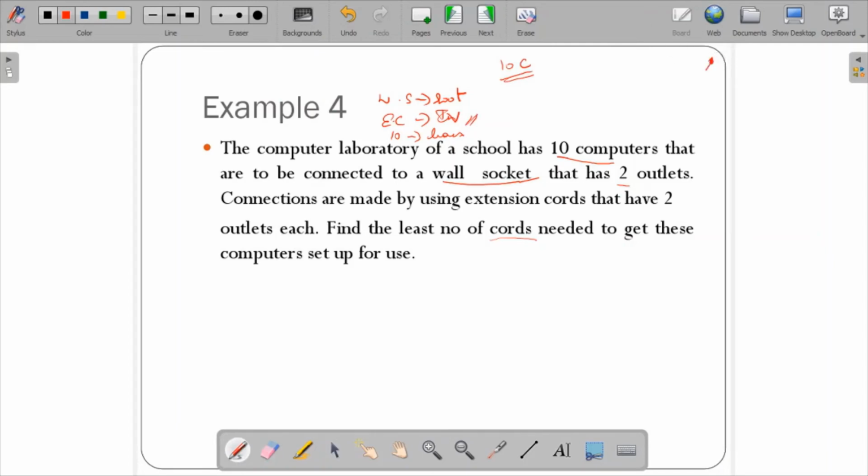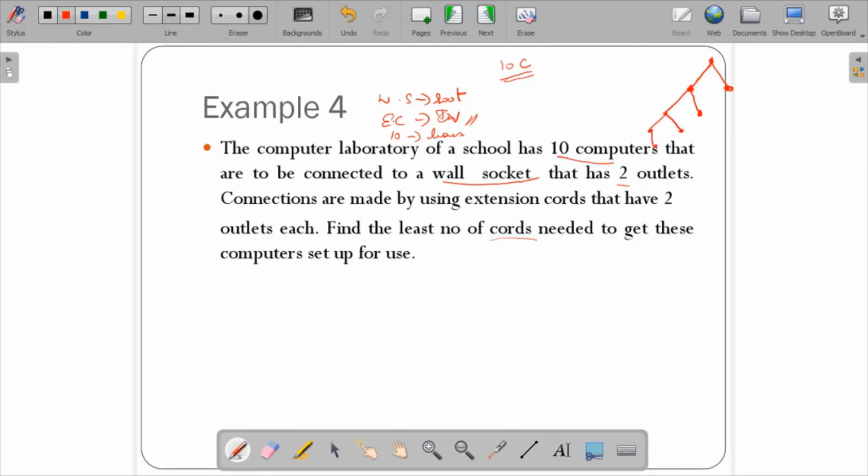this is a wall socket. It has been told that the wall socket has 2 outlets. This is the wall socket, and then using extension cords it is connected. All these 10 computers should be connected to the wall socket. These are the computers. We'll see how the structure appears.